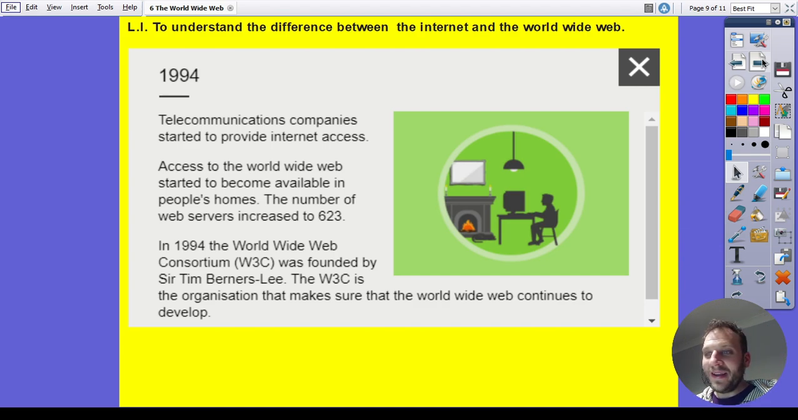In 1994, the World Wide Web Consortium, the W3C, was founded by Sir Tim Berners-Lee. The W3C is the organization that makes sure the World Wide Web continues to develop. So those are the steps that really started off the World Wide Web.